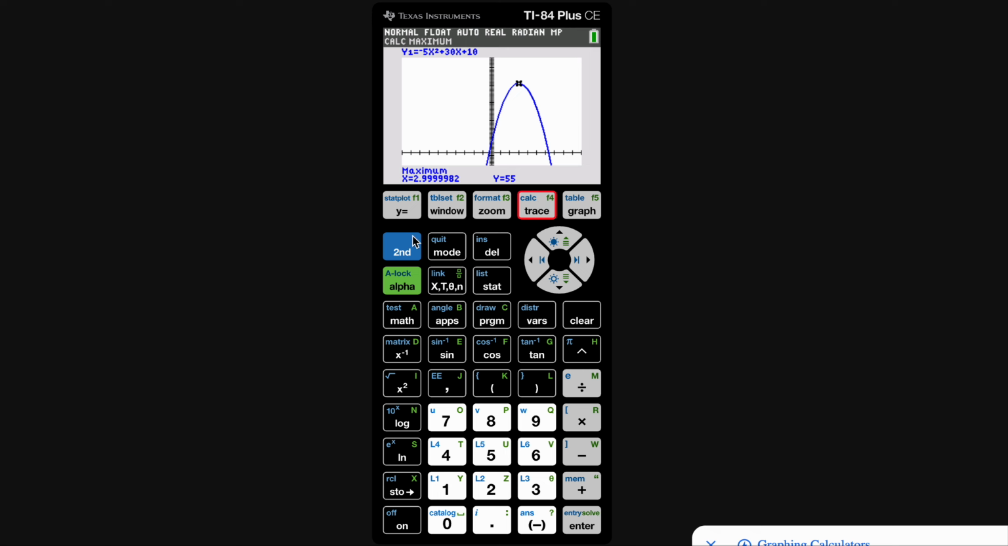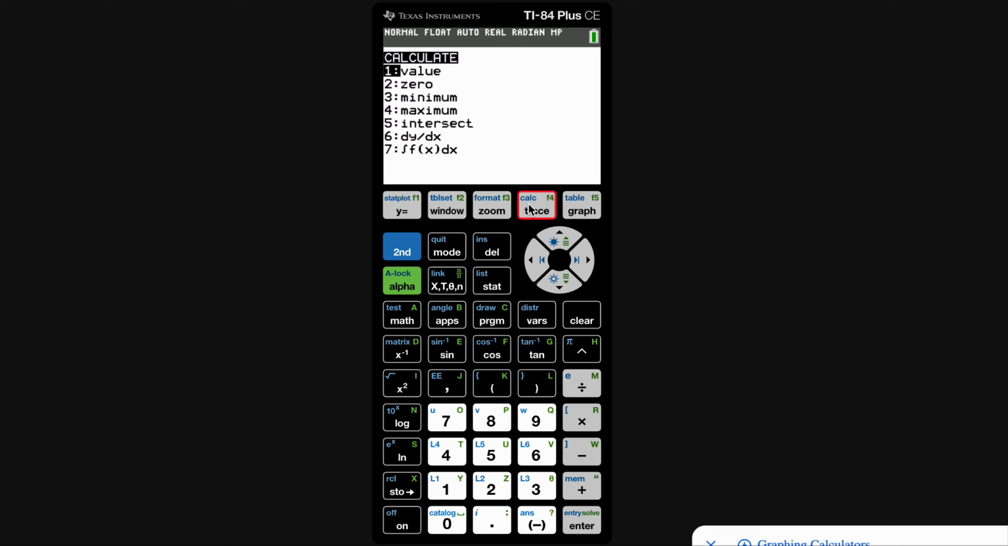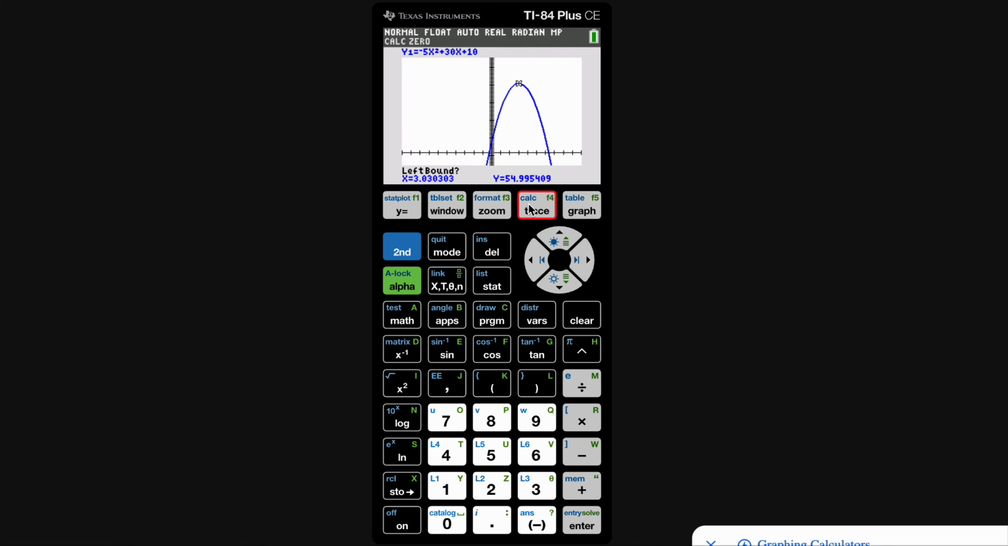And the way we're going to find that is by doing second trace again. And we're going to do 0. So we scroll down to 0, we press enter, and we go to left bound. So go all the way here, left bound, right bound, and right in the middle. And we get that point, 6.317-ish.